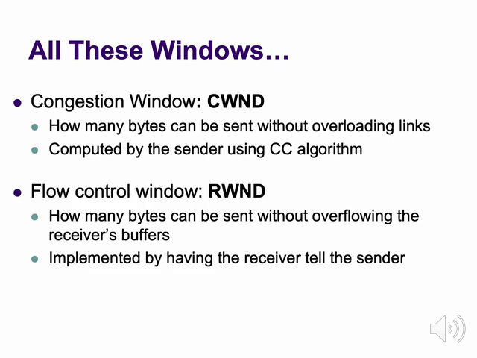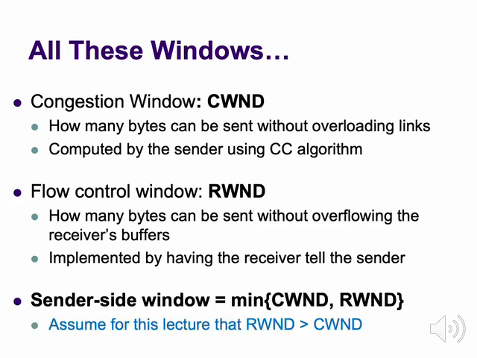The flow control window, or rwnd, is how many bytes the sender can send without overflowing the receiver's buffers. This was implemented very simply by having the receiver tell the sender what its advertised window value should be, and it does so by communicating that value through the ACKs. And then finally, at the sender side, the true window size that it uses is the minimum of cwnd and rwnd. That's intuitive, I hope.